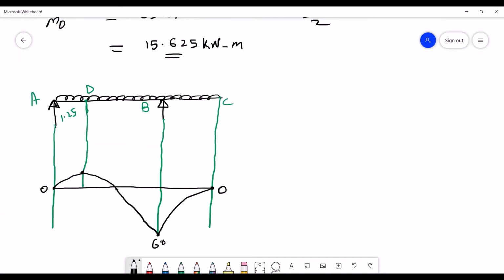See, this will be the bending moment diagram. This will be plus, this will be plus, and this will be minus. And this will be minus.